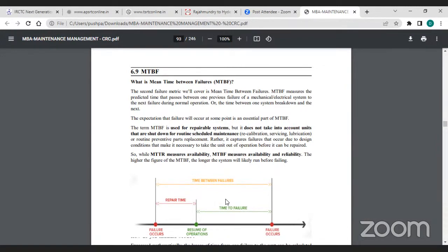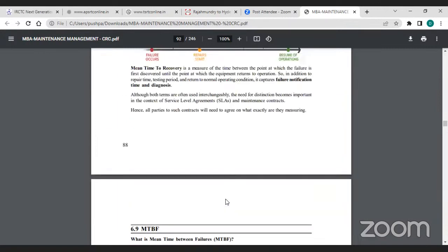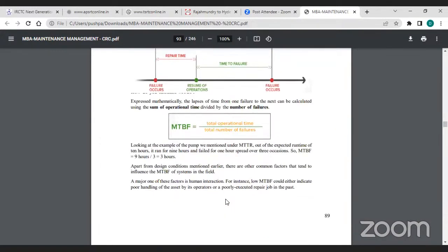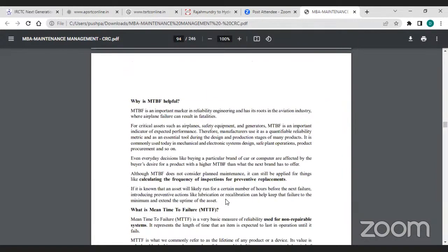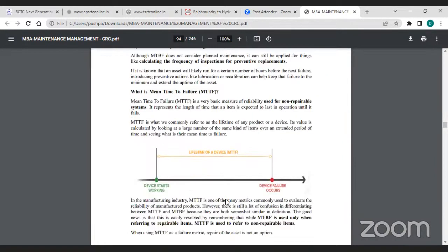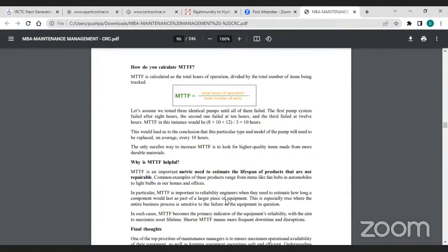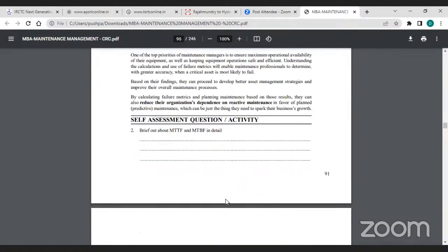So it may be mean time between failures, mean time to recovery, or mean time to repair. You just remember the formulas of all these, MTTF, MTBF, MTTR, and understand how these concepts are used in analyzing the data.